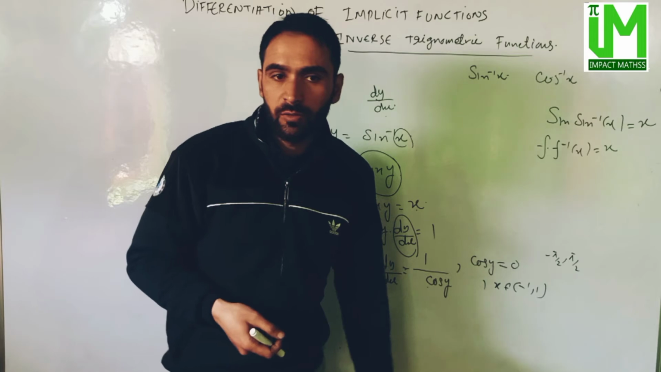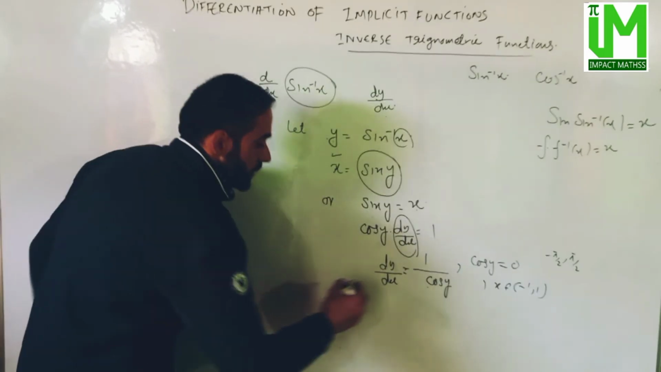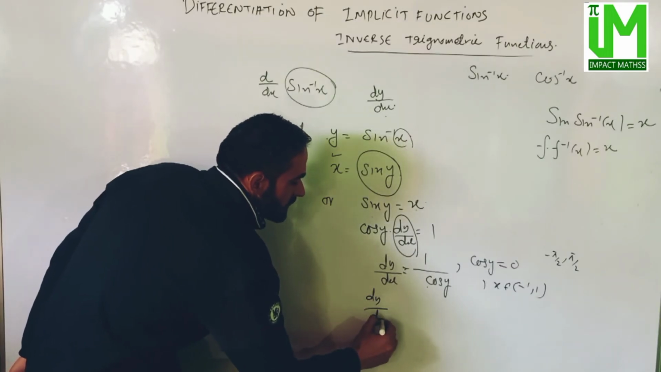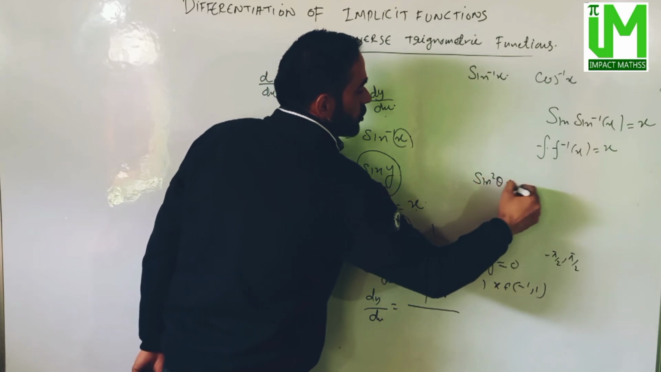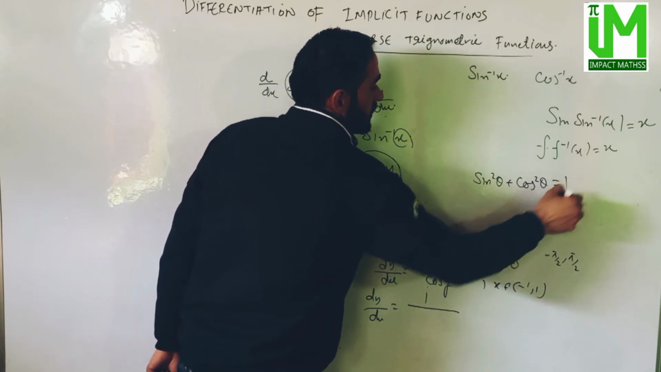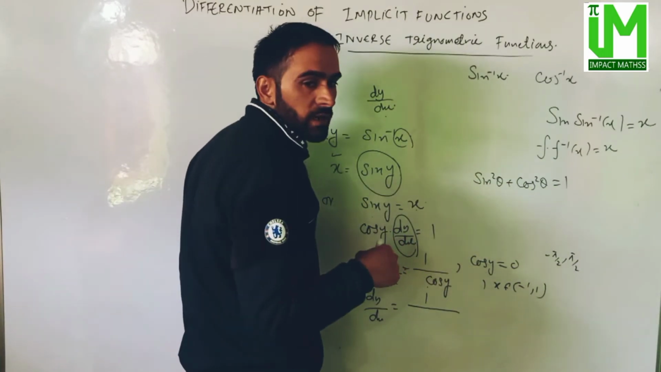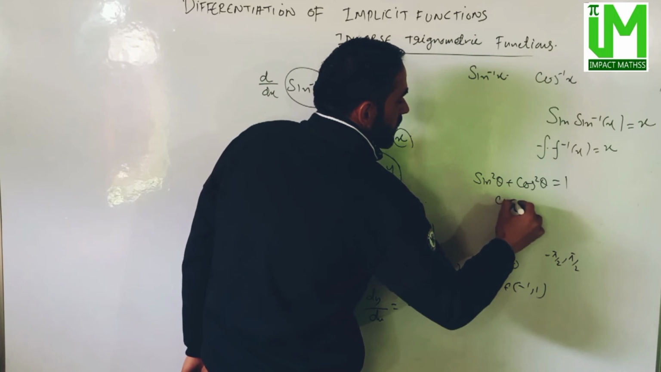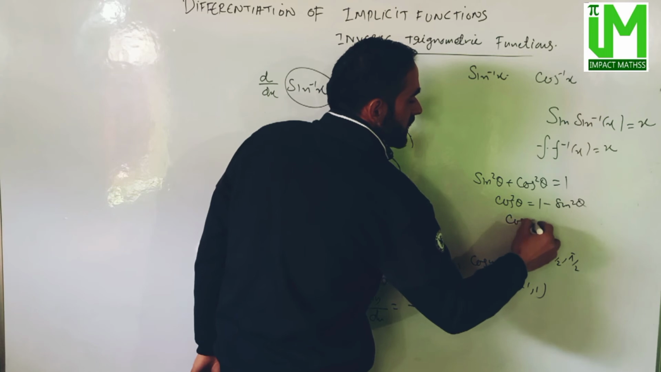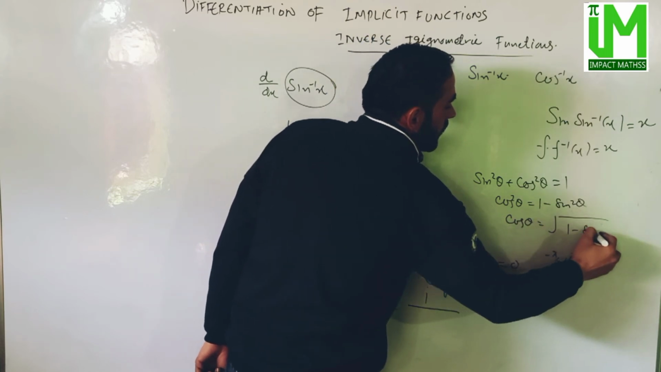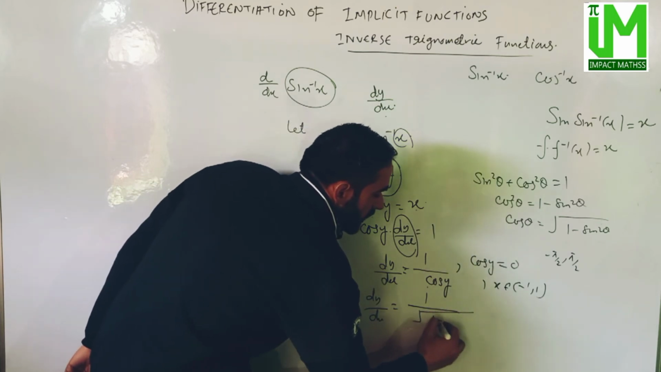Now dy by dx is equal to 1 divided by cos y. We know sin square theta plus cos square theta is equal to 1. This is one of the Pythagorean identities. So cos square theta will be 1 minus sin square theta, which means cos theta equals under root of 1 minus sin square theta.